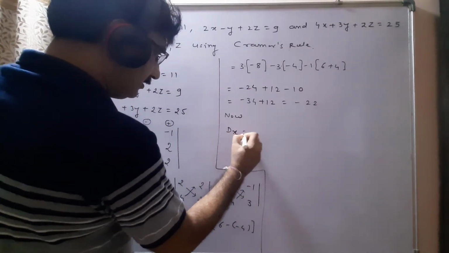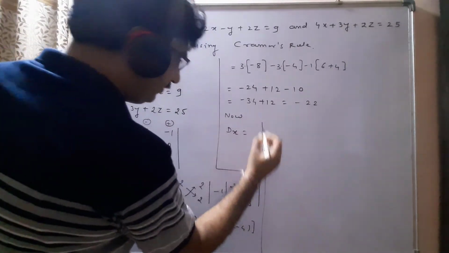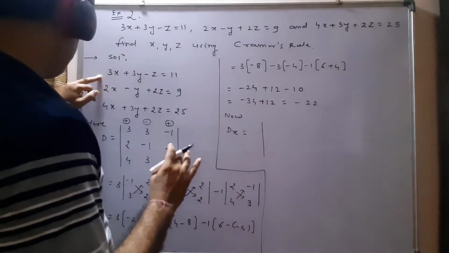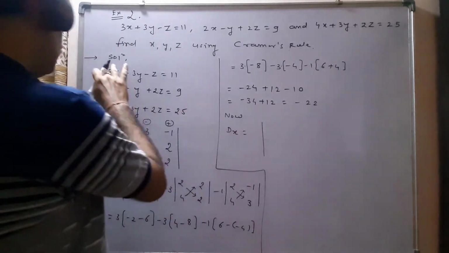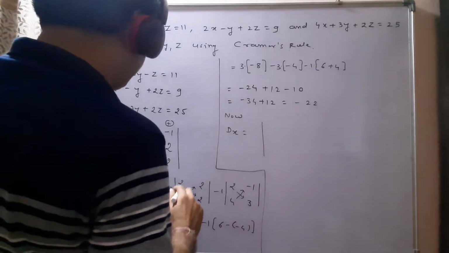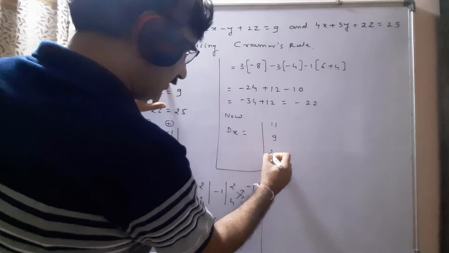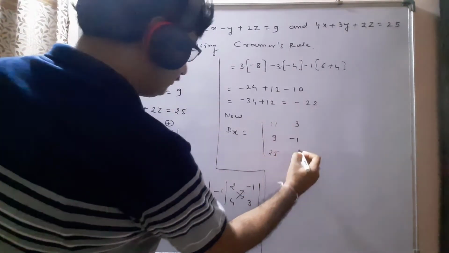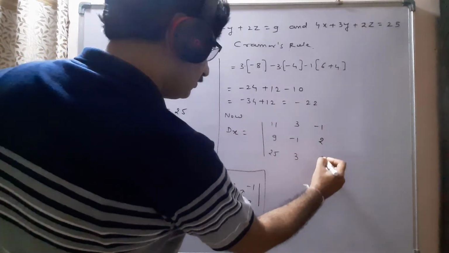Now we find out Dx. Now what is the process to find out Dx? Again we have to write down one determinant. Now in Dx we have to drop the coefficient of x, and instead of the coefficient of x we have to put down the constant. Now what is the constant here? 11, 9, 25, and the remaining columns we have to keep as they are. 3, minus 1, 3, minus 1, 2, 2.